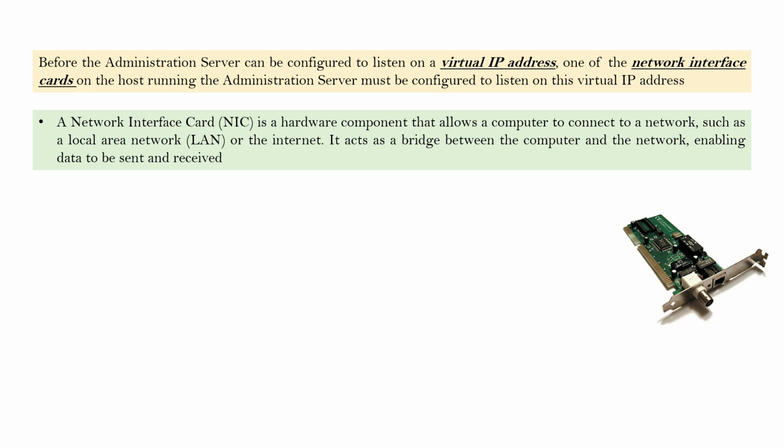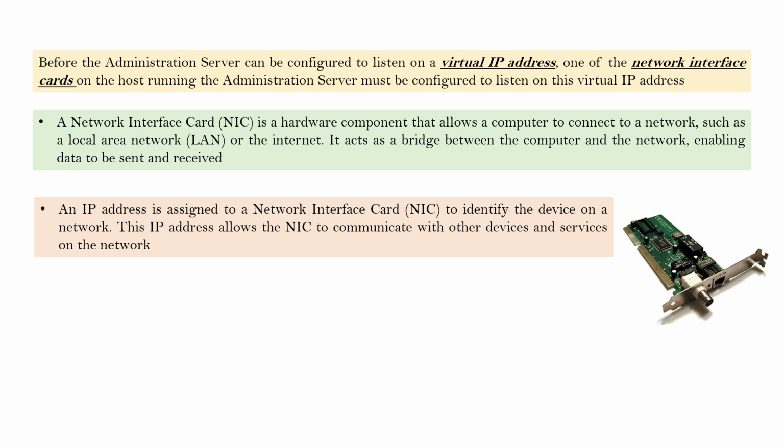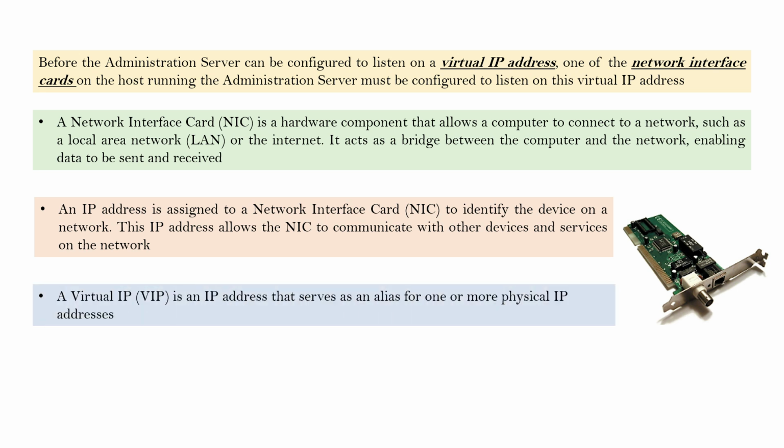If you want to plug any computer into any network, whether it is your local network or the internet, to communicate with the other devices in the network, you will have a network interface card where you plug in your network cable, and then it is available on the network for communication with the other devices. Now, an IP address is assigned to a network interface card to identify the device on a network. This IP address allows the NIC to communicate with the devices and services of the network. As I said, for each and every NIC card, we will have an associated IP address.